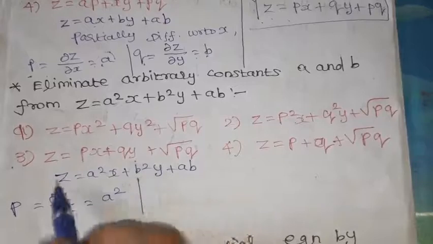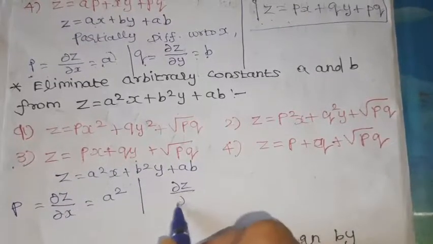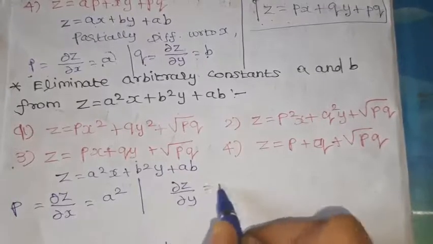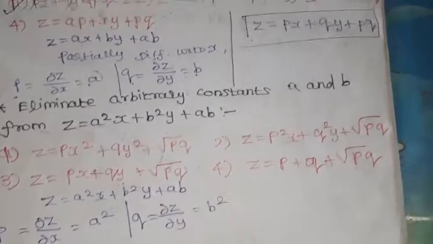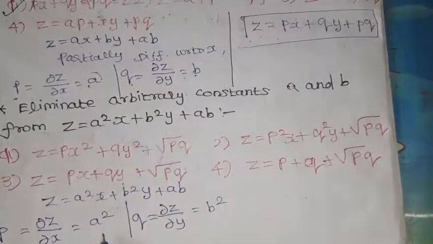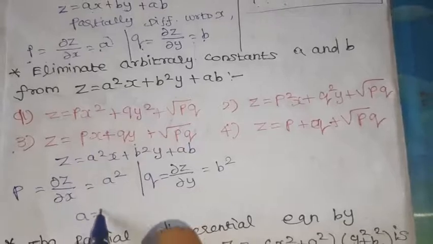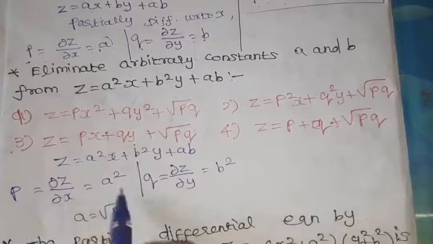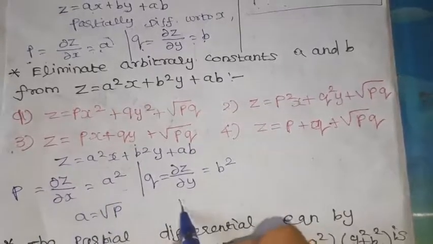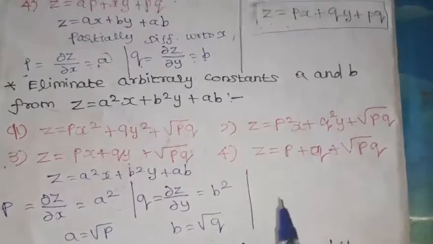Again partially differentiate this equation with respect to y. So dou z by dou y equal to b squared only, which is q. So a squared equal to p, that is a equal to square root of p. Again, b is square root of q. Now we are substituting this.